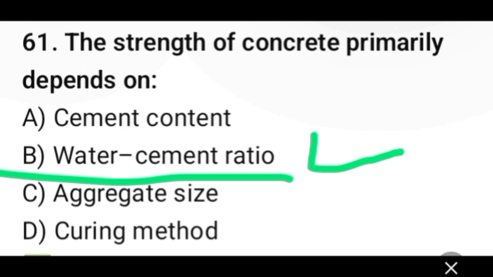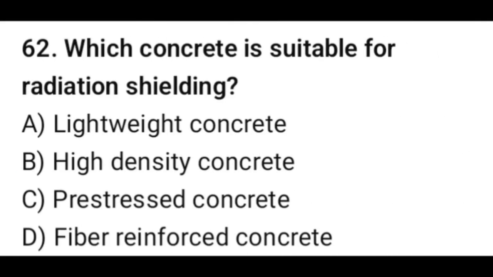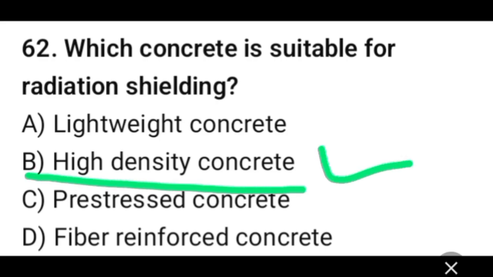Next question. Which concrete is suitable for radiation shielding? Option A, lightweight concrete. Option B, high density concrete. Option C, pre-stressed concrete. Option D, fiber reinforced concrete. So the right answer is option B. High density concrete is suitable for radiation shielding.